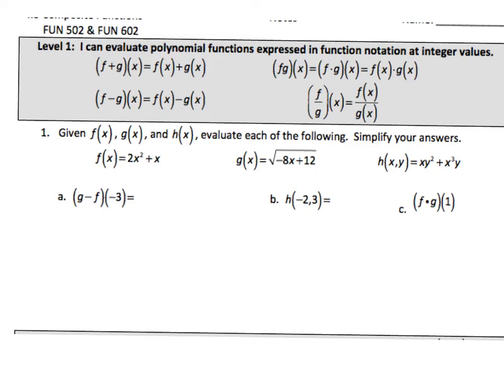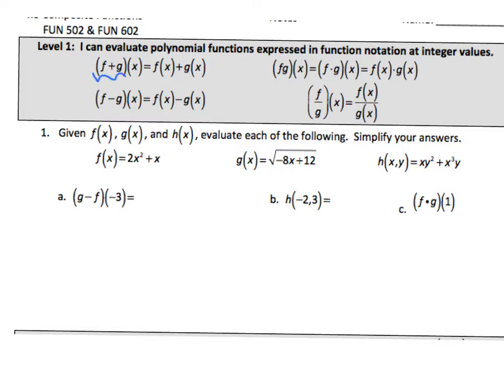Okay, so level 1 in objective 4.3 is I can evaluate polynomial functions expressed in function notation at integer values. So what we're looking at here is a couple different things. Up in the gray box, you'll have some definitions going on. So what we want to do is look at what each of these mean.